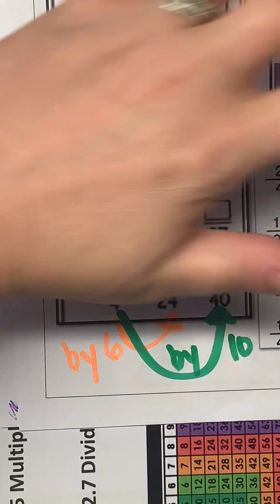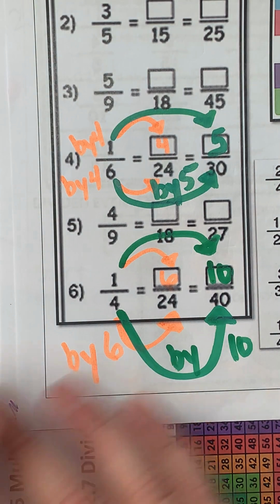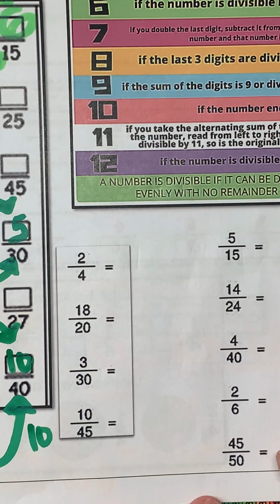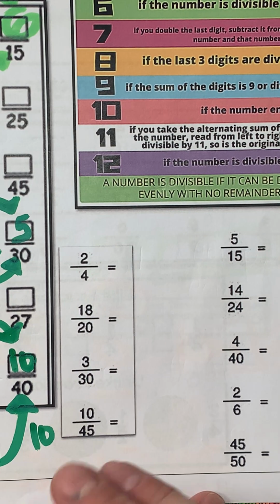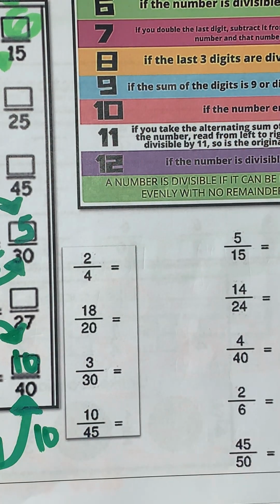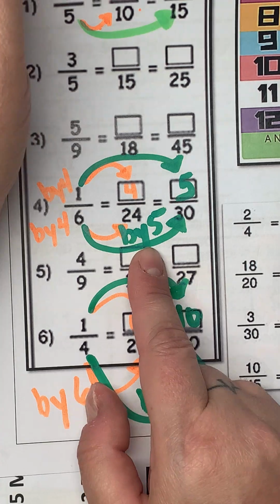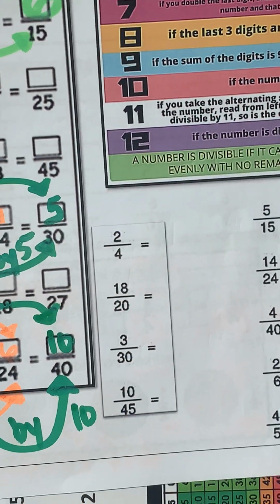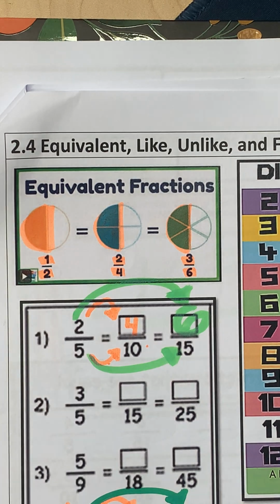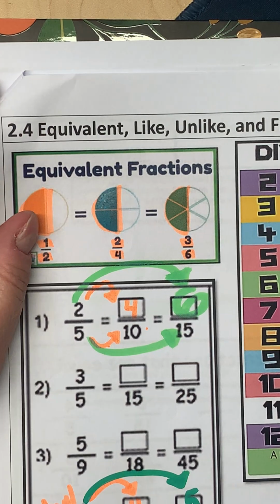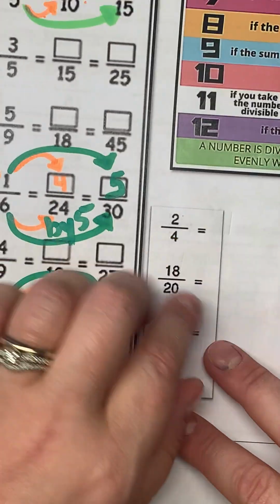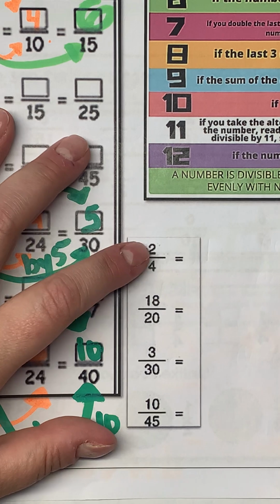Okay, so all of these are equivalent fractions, and we got them by getting bigger. We multiplied. Now we're going to come up with some more equal fractions, but we're going to do it by getting lower. And instead of multiplying by something, we're going to be dividing by something. So equivalent fractions can be bigger or smaller. They just have to be bigger or smaller by the same amount. Okay, let's look at this 2/4.